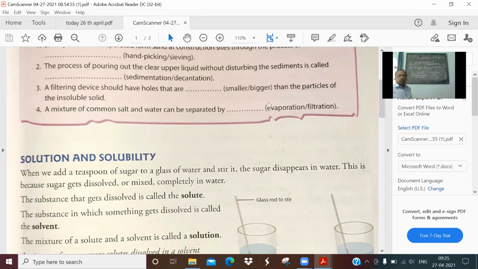So that was all about separation of mixtures introduction. Now solution and solubility. Now I told you while discussing homogeneous mixtures, sugar and water, salt and water, are homogeneous mixtures. Homogeneous mixtures are also called solutions. A solution is a solute plus solvent gives a solution. For example, common salt, namak, plus water gives salt solution.